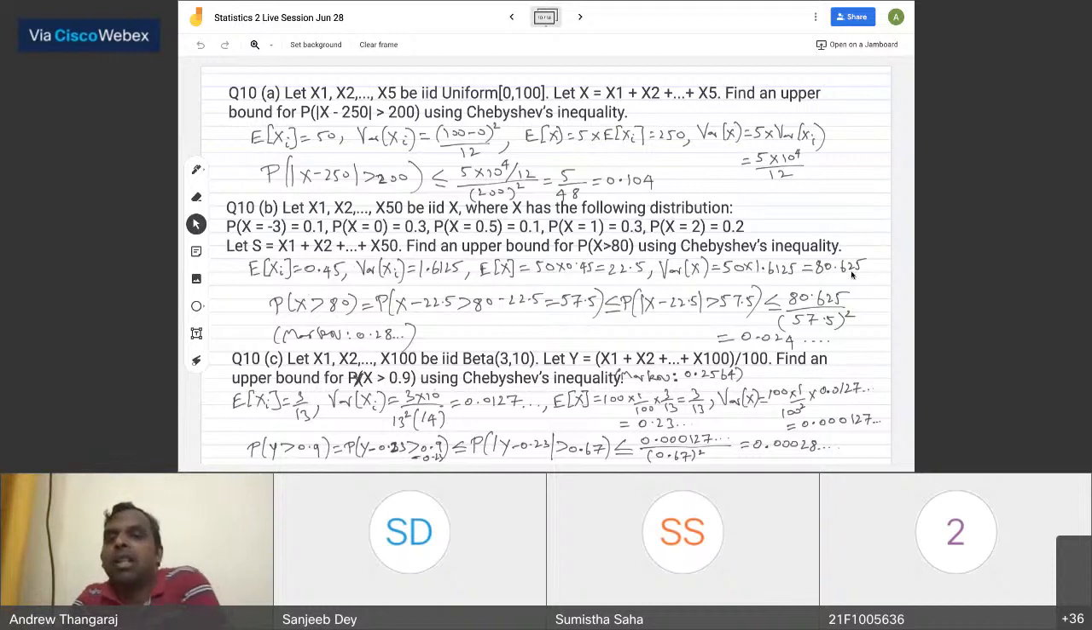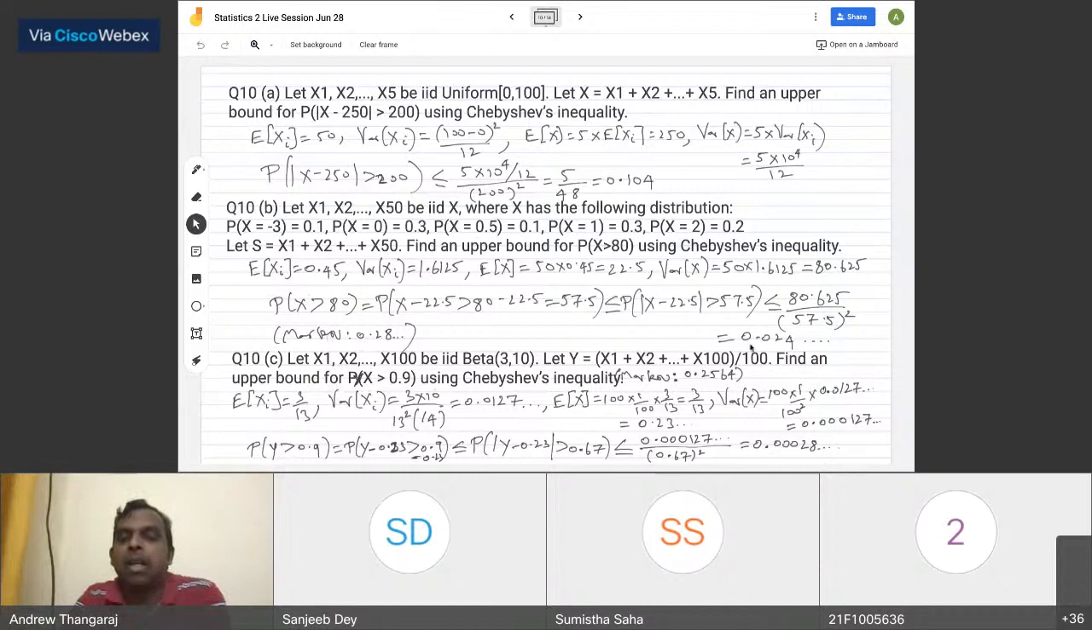80.625. Yes, the formula PDF will definitely be shared with you. It will be put on the portal. Don't worry. Probability x is greater than 80 is probability that x minus 22.5 is greater than 80 minus 22.5, which is equal to 57.5, which will be less than or equal to probability that absolute value of x minus 22.5 is greater than 57.5. And then you use your Chebyshev formula, you get 0.024. The corresponding Markov was 0.28.